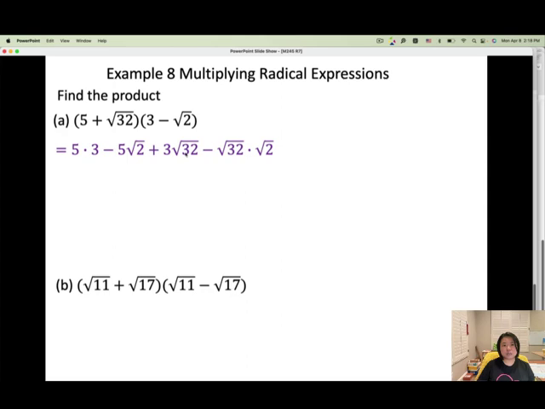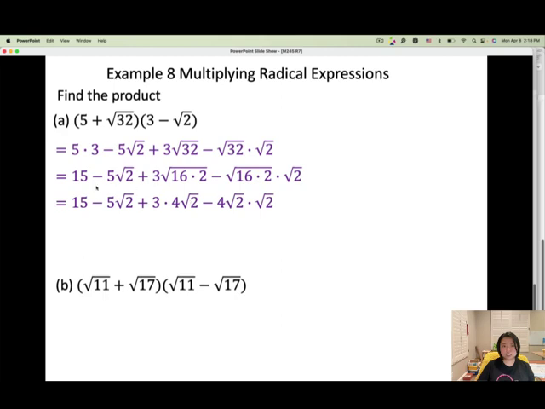Square root of 32, you could break it down like 2 times 16. The square root of 16 is equal to 4, so I put it outside, and then 4 times 3 here. One by one: 15 minus 5 square root 2 plus 12 square root 2, minus 4 square root 2 times square root 2. That means square root of 4, so you get out of the square root, and that becomes 2.